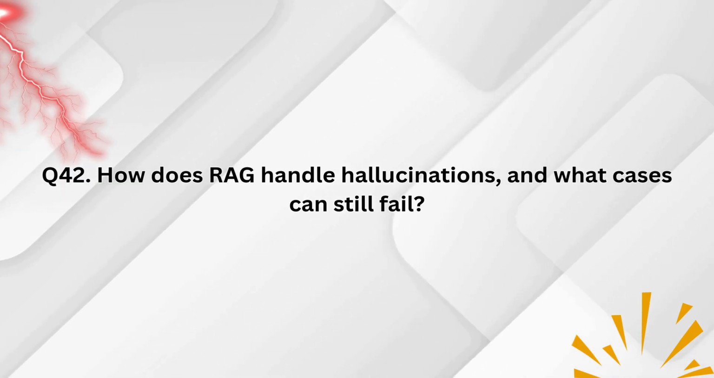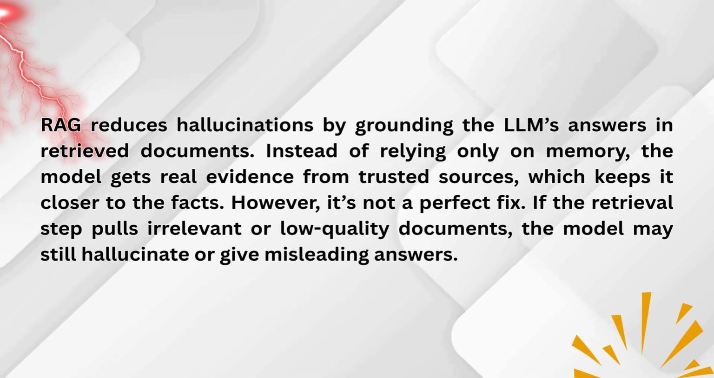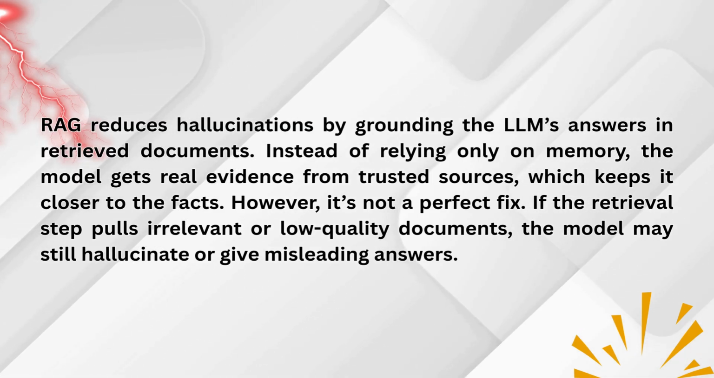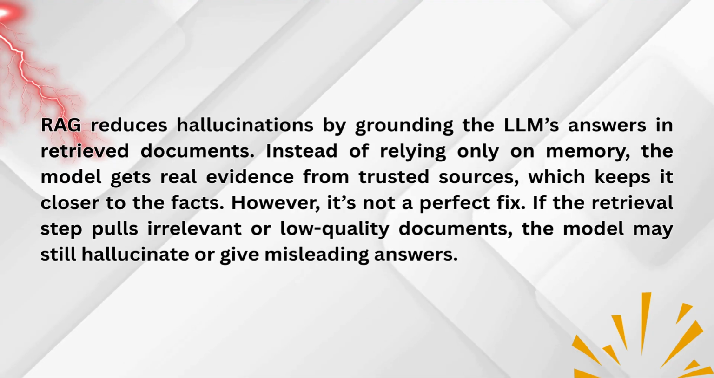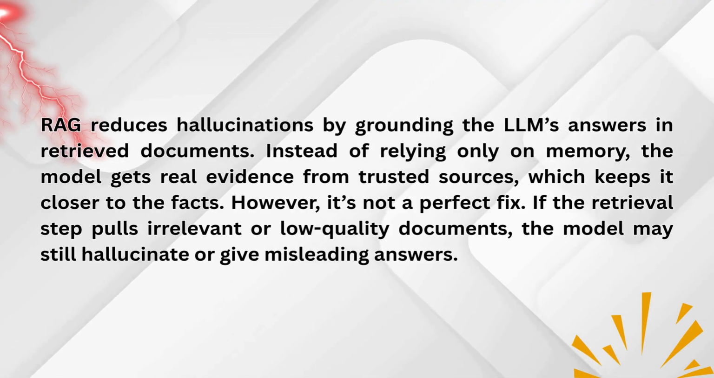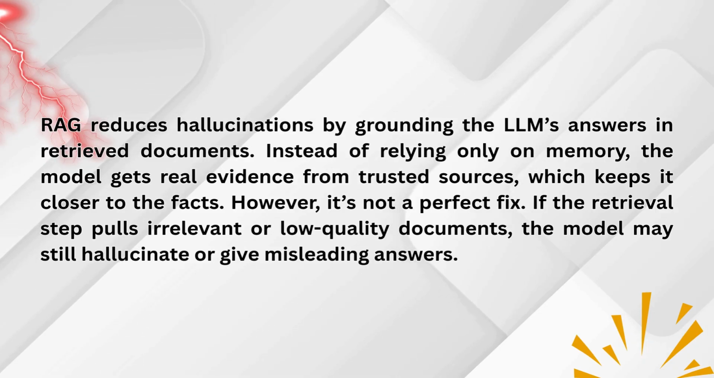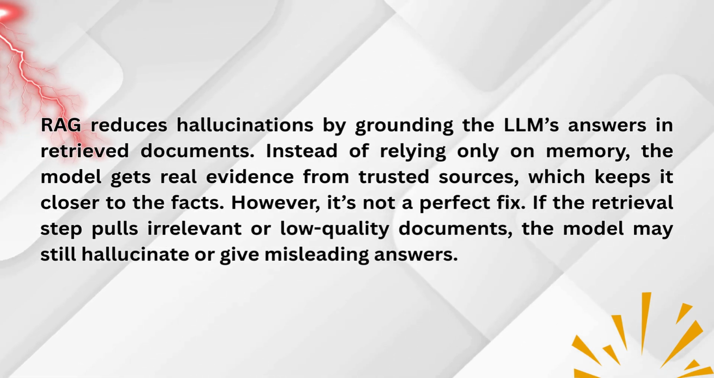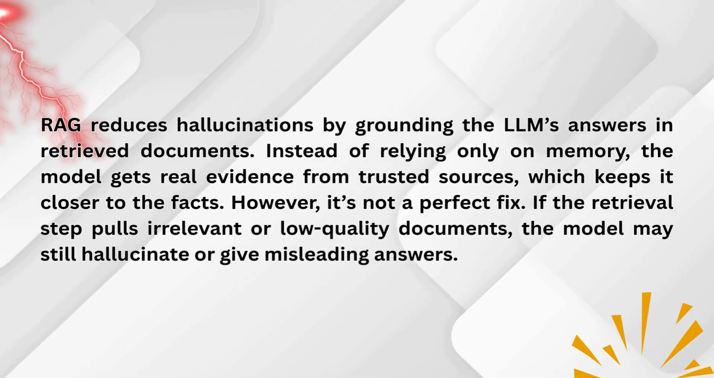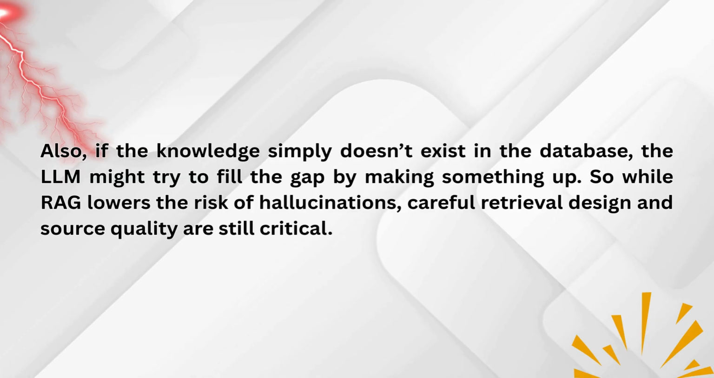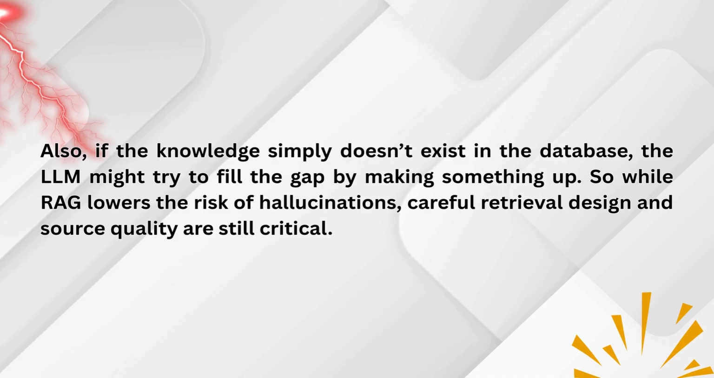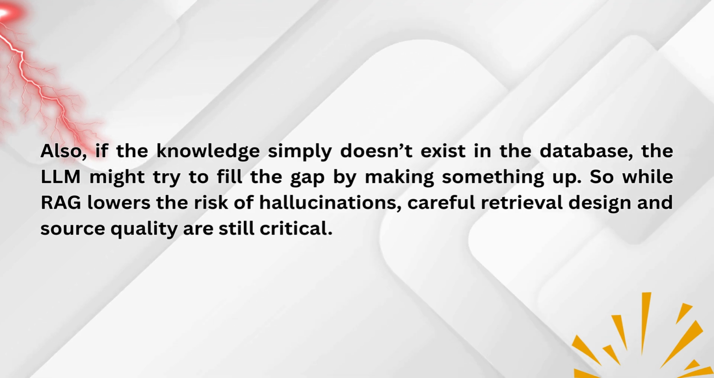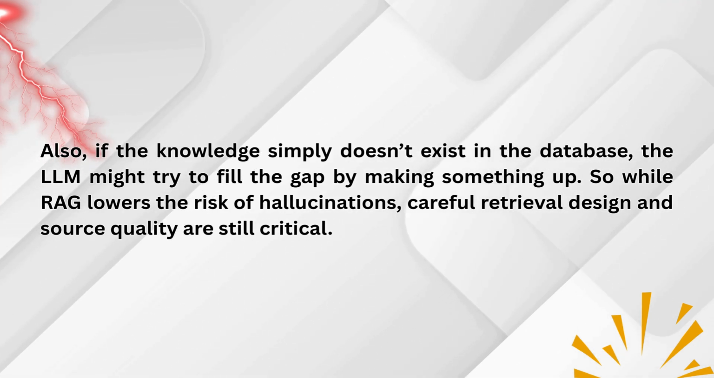How does RAG handle hallucinations? And what cases can still fail? RAG reduces hallucinations by grounding the LLM's answers in retrieved documents. Instead of relying only on memory, the model gets real evidence from trusted sources, which keeps it closer to the facts. However, it's not a perfect fix. If the retrieval step pulls irrelevant or low-quality documents, the model may still hallucinate or give misleading answers. Also, if the knowledge simply doesn't exist in the database, the LLM might try to fill the gap by making something up. So while RAG lowers the risk of hallucinations, careful retrieval design and source quality are still critical.